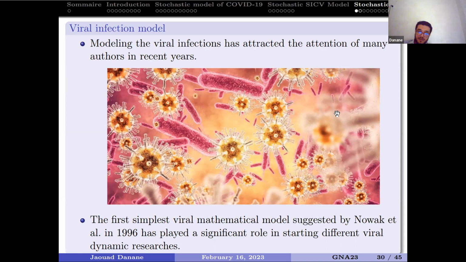This basic model represents, when we study the population of individuals, or the population of cells, or the interaction between the viral load, the cells and the immune system, the basic model given by Novak. This model represents the interaction between the susceptible cells, or the healthy cells, and the infected cells and the free virus.